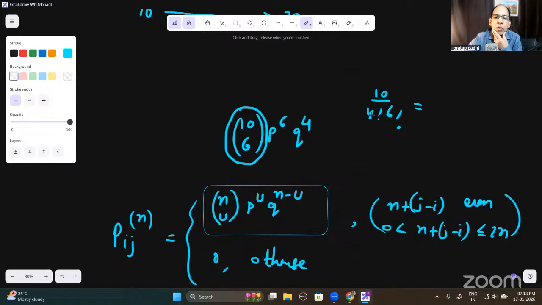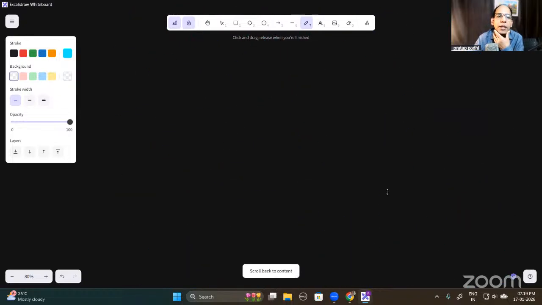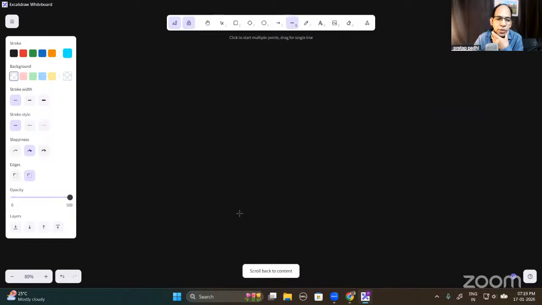So 7, 8, 9, 10 divided by 4, 3, 2, 1. So this will be a lot, right? Even if you like, I can show you something like this, not for this problem. This is over. I know this is very, very simple.